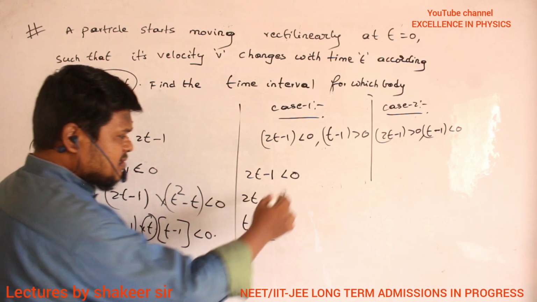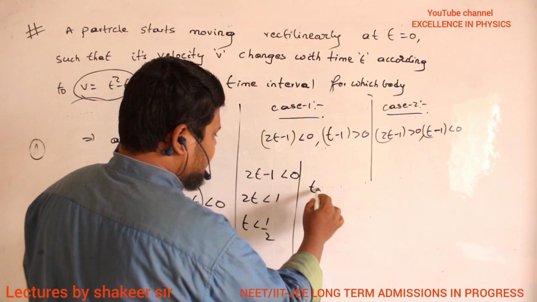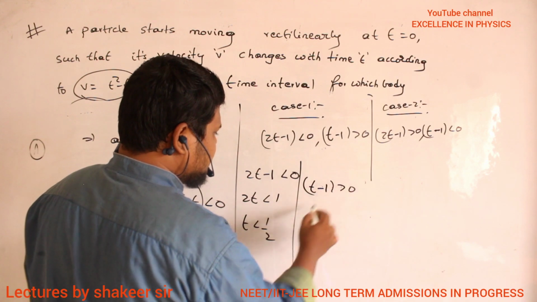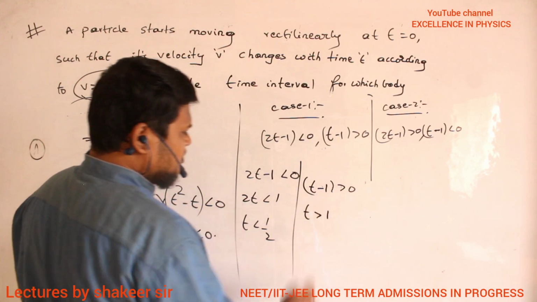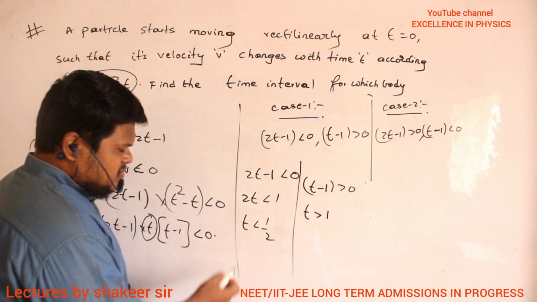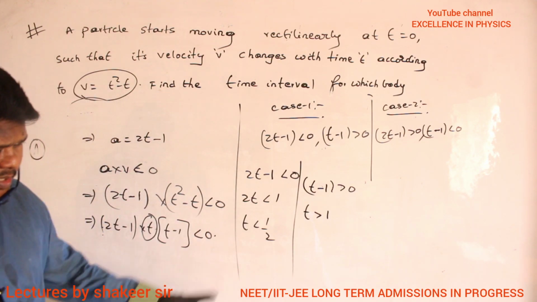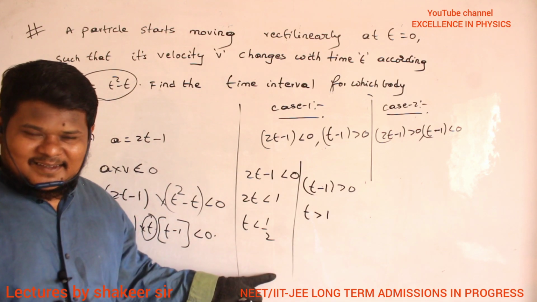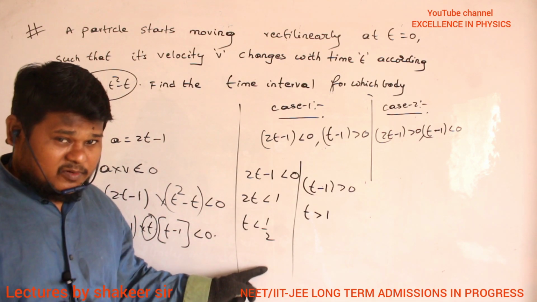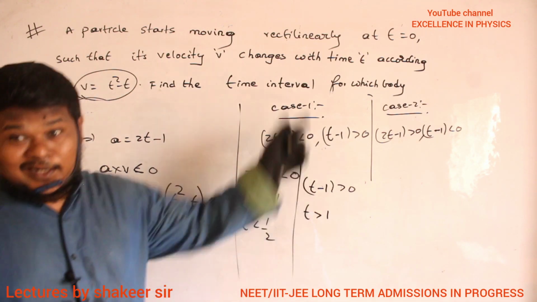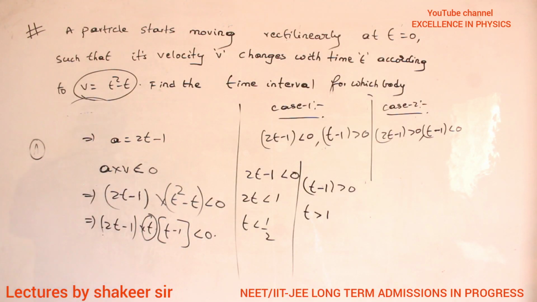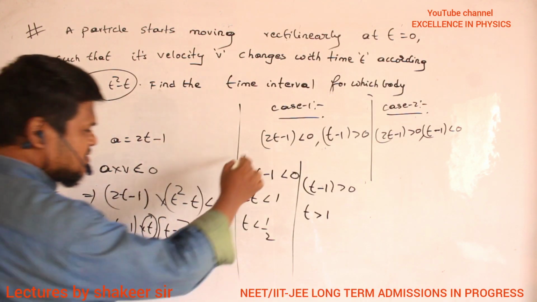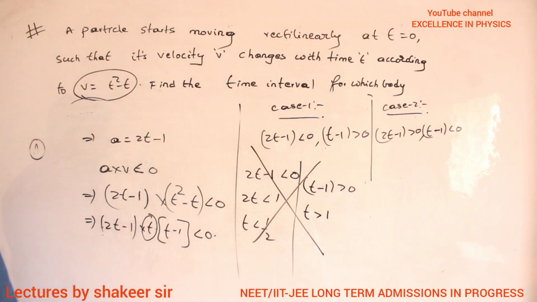Okay. Similarly, let us see this condition. So t minus 1 is greater than 0. It means t is greater than 1. Clear? So t is less than 1 by 2 and t is greater than 1. Is this condition possible? t should be less than 1 by 2, less than 1 by 2 but greater than 1. This condition is not at all possible. So this condition is not possible. Are you able to understand?